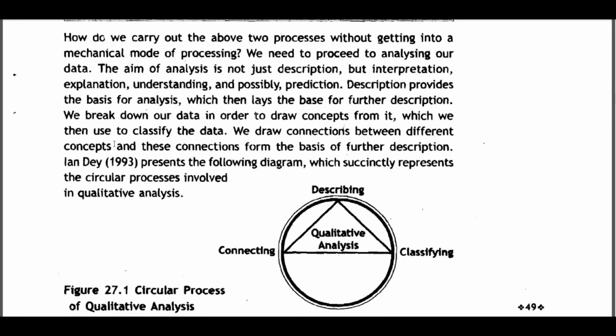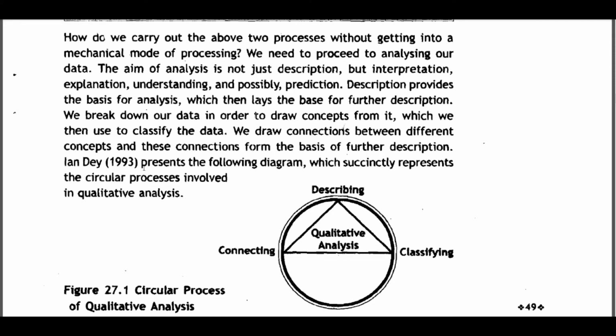How do we carry out the above two processes without getting into a mechanical mode of processing? We need to proceed to analyzing our data. The aim of analysis is not just description but interpretation, explanation, understanding, and possibly prediction. Descriptions provide the basis for analysis. We break down our data in order to draw concepts from it, which we then use to classify the data. We draw connections between different concepts, and these connections form the basis of further description.